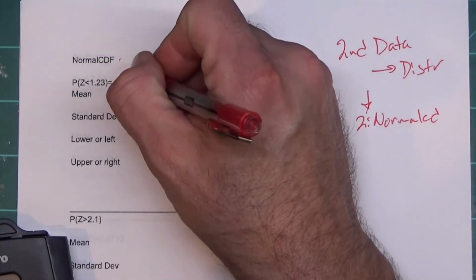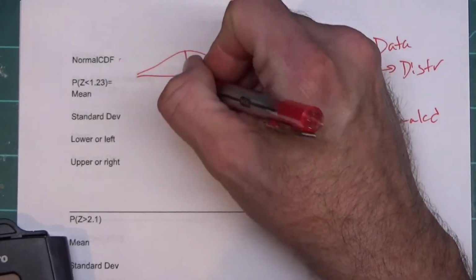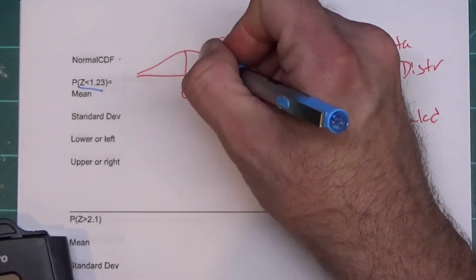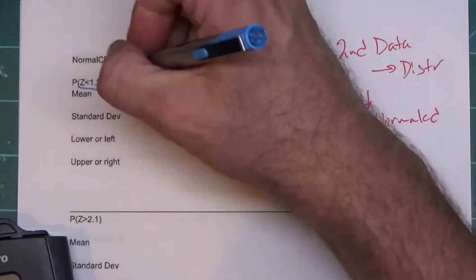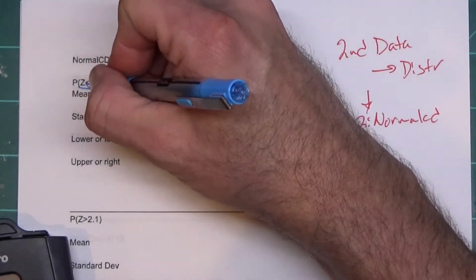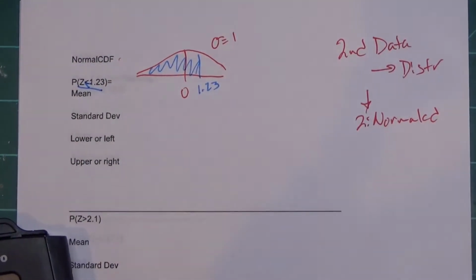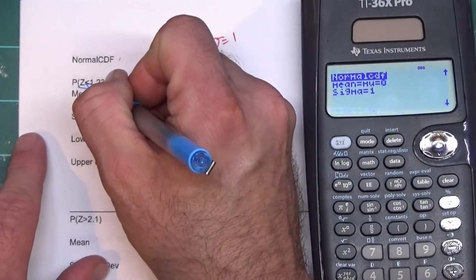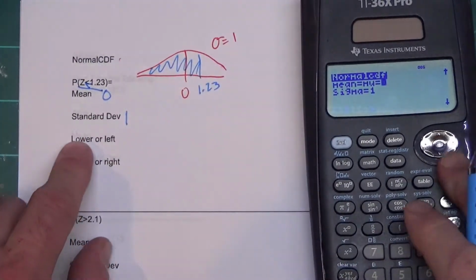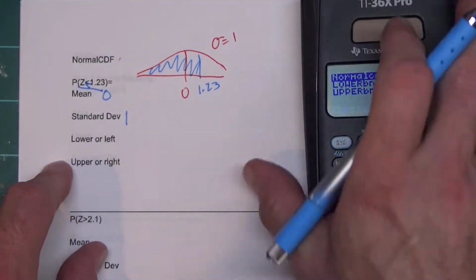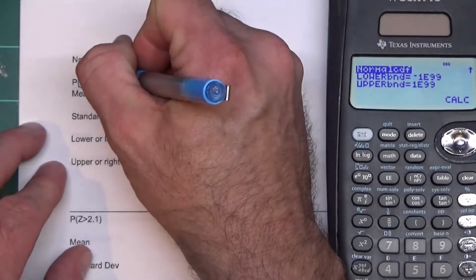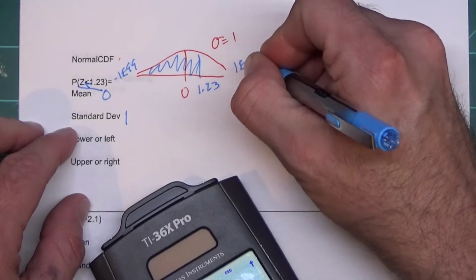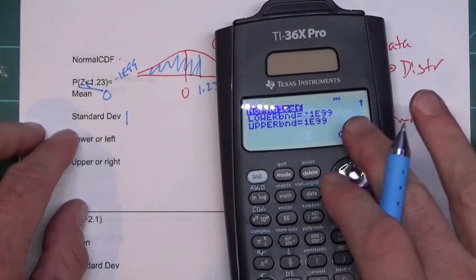Since we're dealing with z's, and I like to draw pictures on these, my mean would be 0, my standard deviation's 1. When I look at this, this tells me I want 1.23, and this little arrow is pointing left, so I want to shade this left. Now, the calculator command is going to ask for four things. It's going to ask for the mean. Since we're dealing with z's, the mean equals 0. The standard deviation is 1, so I'm going to put 0 and 1. That's the default. Now, the very left end of this thing is always negative 1e99. The very right end is always 1e99.